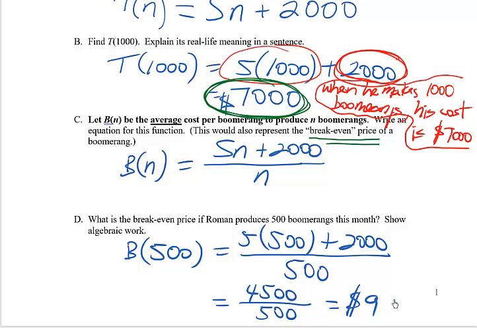Now, a good question at this point might be, how come the break-even price isn't $5 per boomerang? I thought we already decided that it only costs him $5 for the materials to make a boomerang. And the answer, of course, is those fixed costs. Those have to be distributed to the boomerangs as well. That's why if he only makes 500, that $2,000 that he's got to pay every month has got to add on to that price tag. So he's got to charge $9 just to break even.